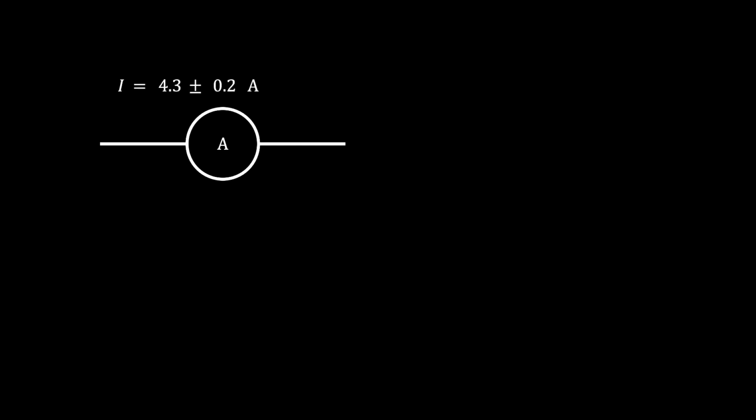Now let us consider another example where we have an ammeter measuring a current I equals 4.3 plus or minus 0.2 ampere, and the duration of this current is T equals 2.34 plus or minus 0.02 second. Let's say we want to get the amount of charge Q that passed through the ammeter together with its uncertainty. So we use Q equals IT, and if we substitute the values of I and T, we will have Q equals 4.3 times 2.34 coulomb equals 10.602 coulomb.